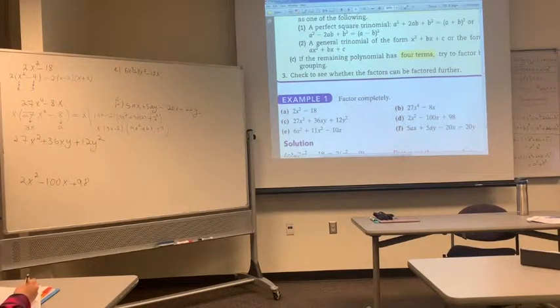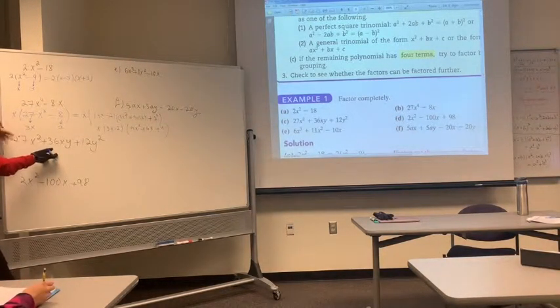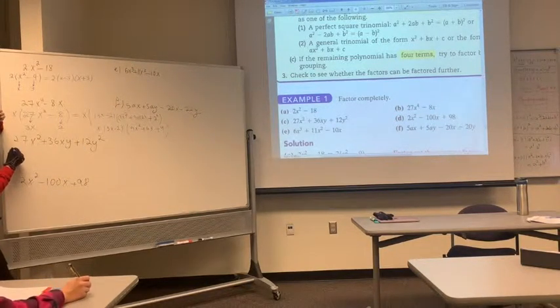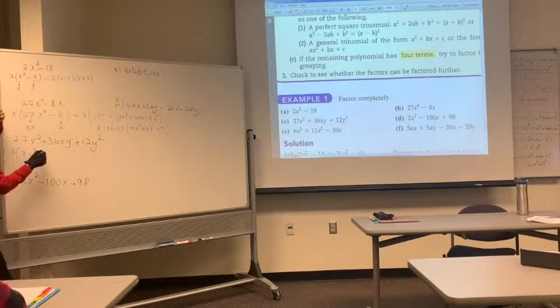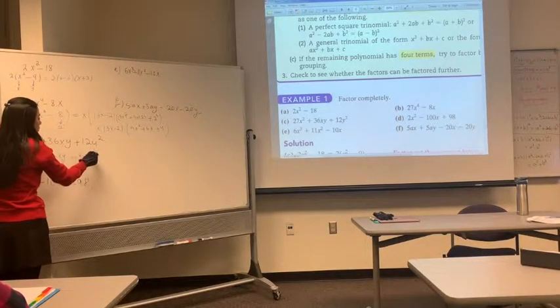Let's see. This one. 27 has 3, right? 36 is also 3 multiplied by what? 12? Am I right? And this one is 3 multiplied by 4. So bring out this 3. We have 9x squared plus, what I said, 12xy plus 4y squared.